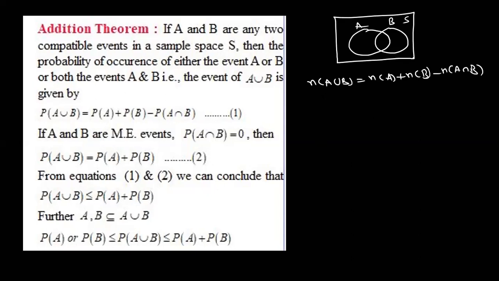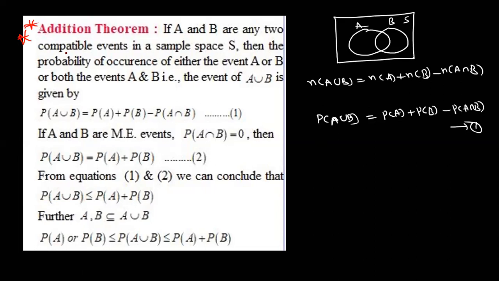So both sides divided by N of S. That is N of A union B. See? P of A union B is equal to P of A plus P of B minus P of A intersection B. So this is called the addition theorem. Please remember this one. Star mark, it's very important.